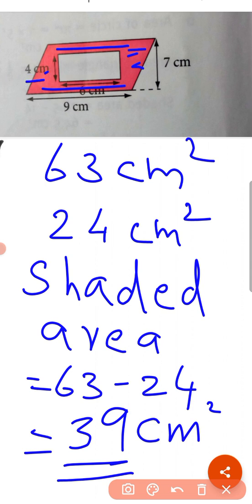To find the area of the shaded region of a combined geometrical shape, subtract the area of the smaller geometrical shape from the area of the larger geometrical shape. Here the larger one is a parallelogram and the smaller one is a rectangle. So subtract the area of the rectangle from the area of the parallelogram.